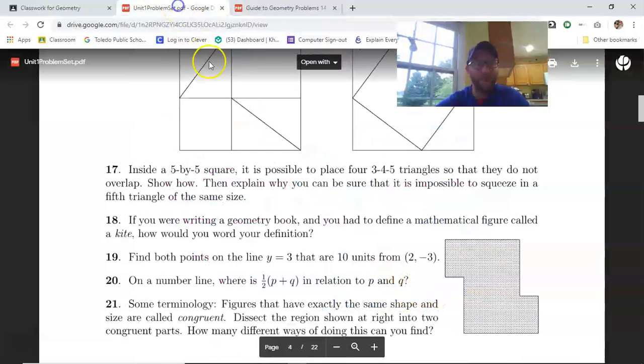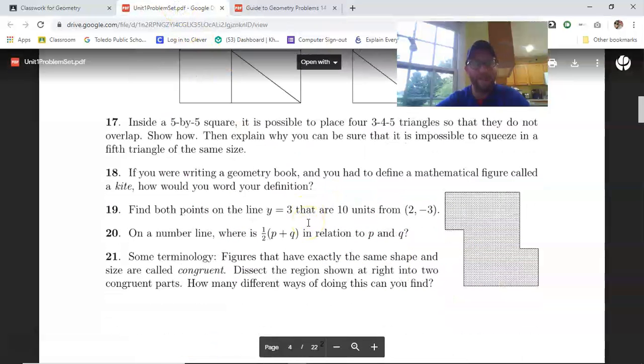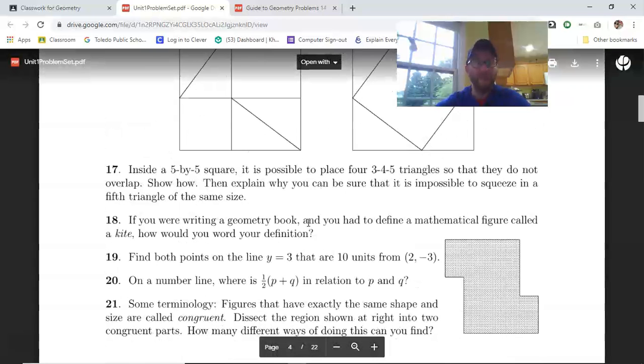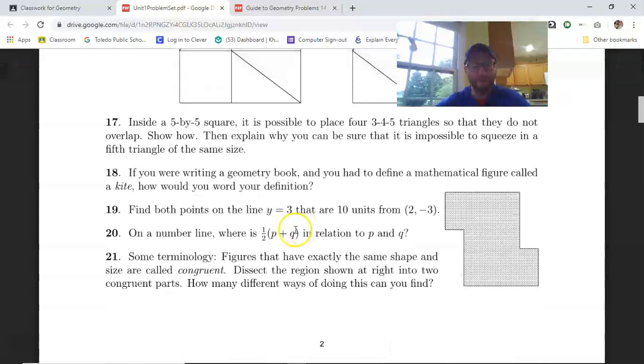Right. Next up, number 18. If you were writing a geometry book and you had to define a mathematical figure called a kite, how would you word your definition? Yes, you may be tempted to just go to Google and look it up and copy it down, but it needs to be in your own words. You need to be able to understand what you wrote down. I want your definition, not something you found online. So be prepared to explain your definition.